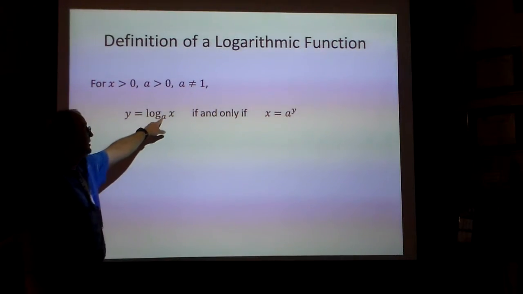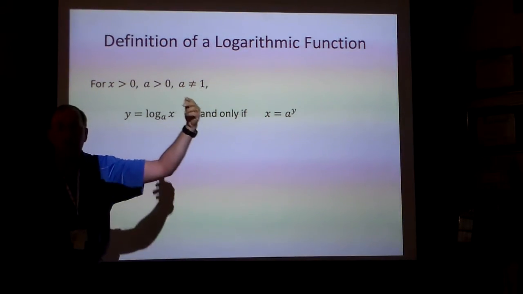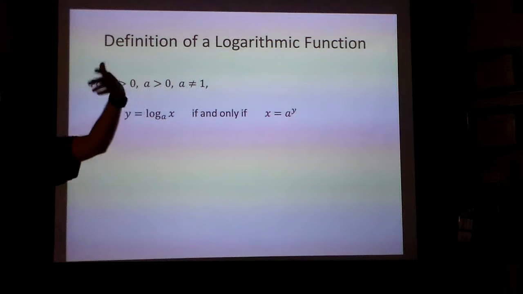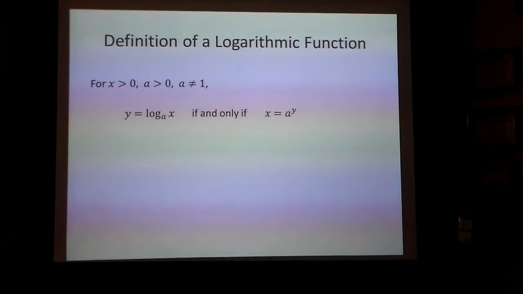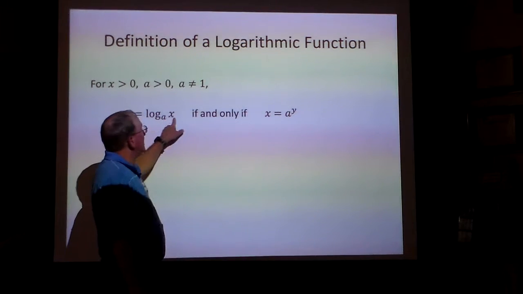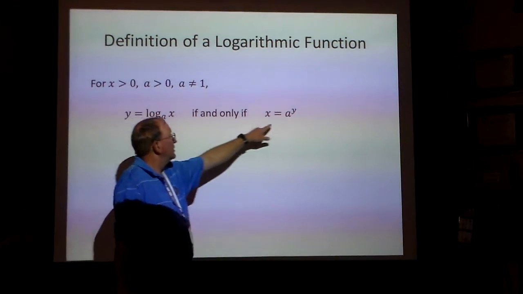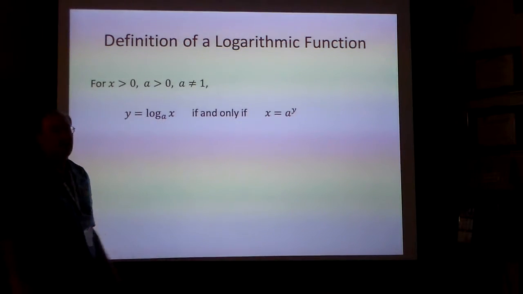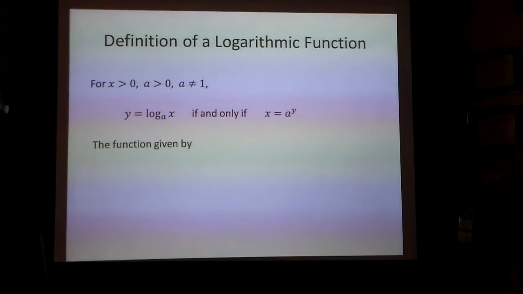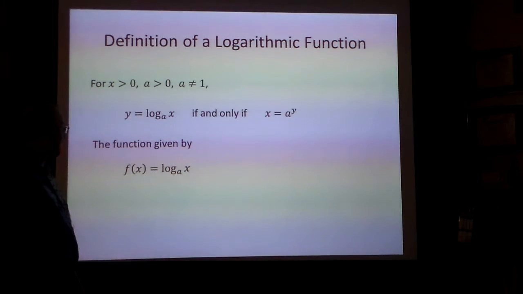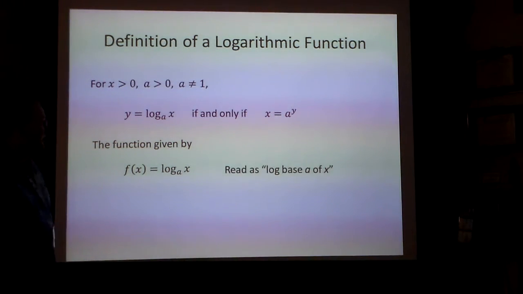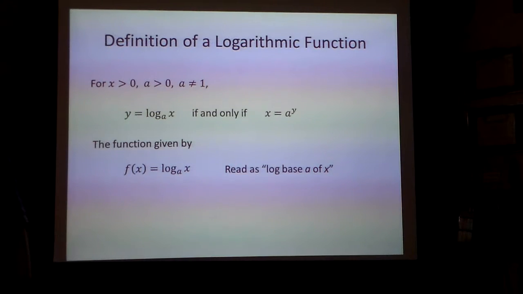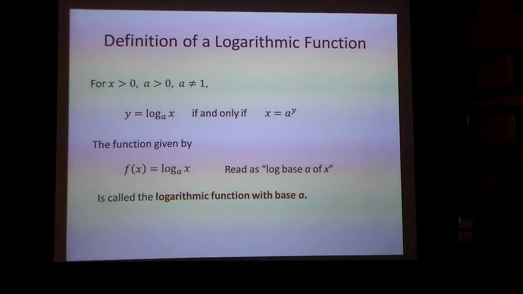And the reason it can't be 1, because what's 1 squared? 1. What's 1 cubed? 1. What's 1 to the 4th power? 1. That's why it can't be 1. And what this means is this: a to what power makes that x? This is kind of the inverse of the exponential function. And the function given by f of x equals log base a of x, you read this log base a of x. That's all the definition stuff.